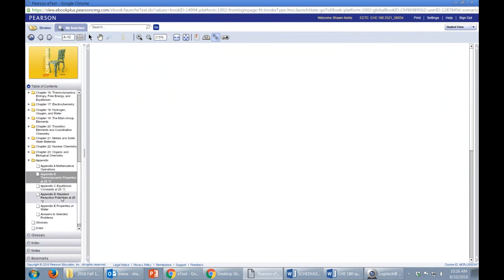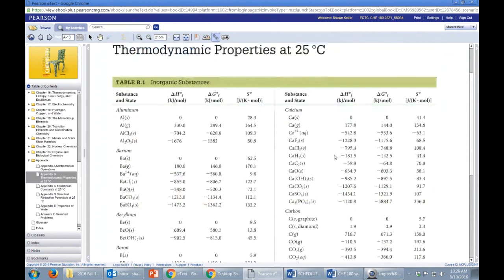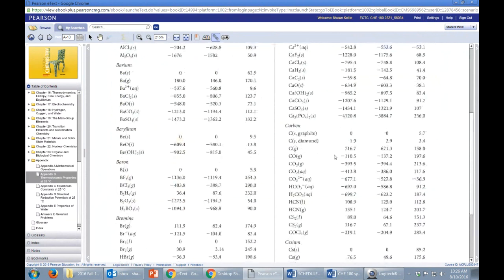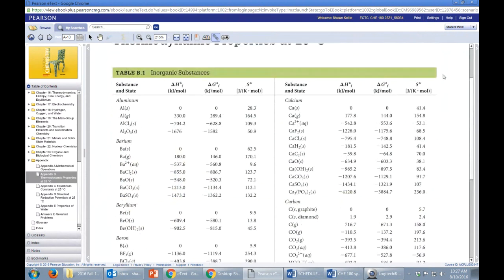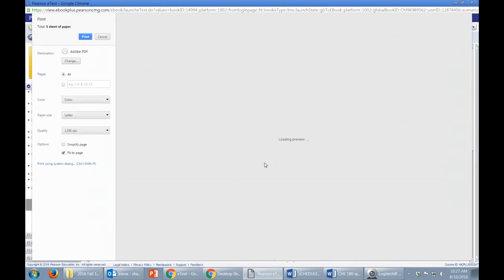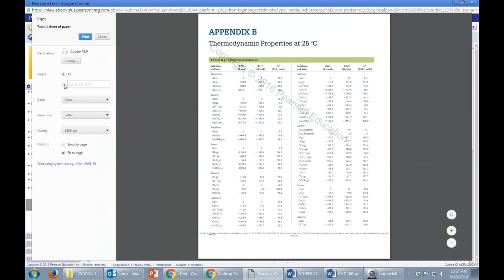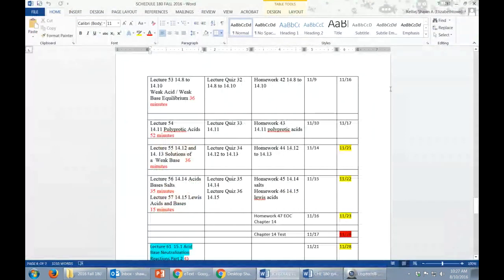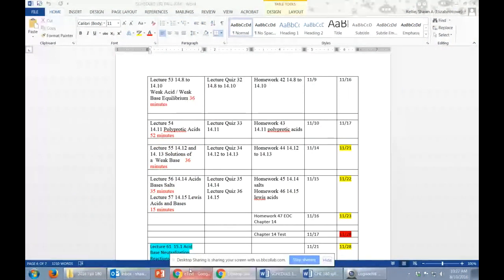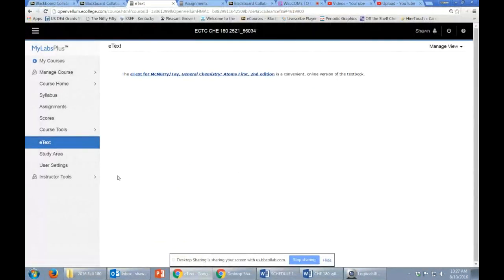Appendix B, C, D, and E, I would go ahead and print now. You will need these values starting with the first lecture. You will have to look up values on this chart, so I would go ahead and print it right now. Exciting, watching me pull up print windows. Oh, it does let you print more. Awesome. But I would go ahead and print off those appendices right now, because you will need those. Staple them and keep them somewhere. All right, so that's your e-textbook.